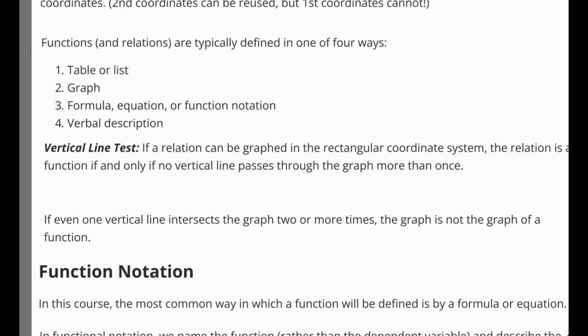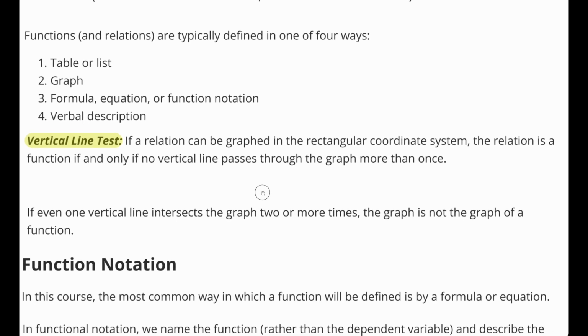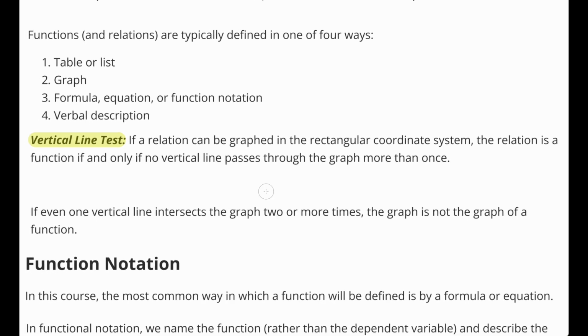Now the next thing here is the vertical line test. We were just talking about that a second ago. So the vertical line test: if a relation can be graphed in a rectangular coordinate system, the relation is a function if and only if no vertical line can pass through the graph more than once. So if you make a vertical line and it passes through multiple points on that same graph, then it is not a function, because they should not stack vertically like that. If even one vertical line intersects the graph 2 or more times, the graph is not a graph of a function, and you'll never be able to create a formula for it.